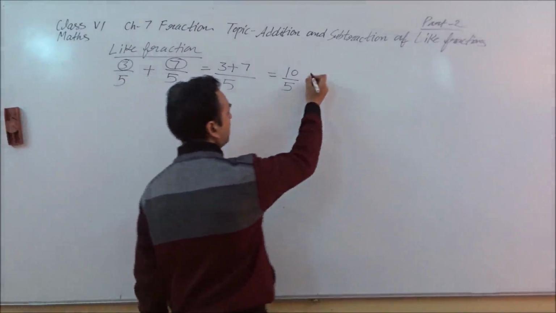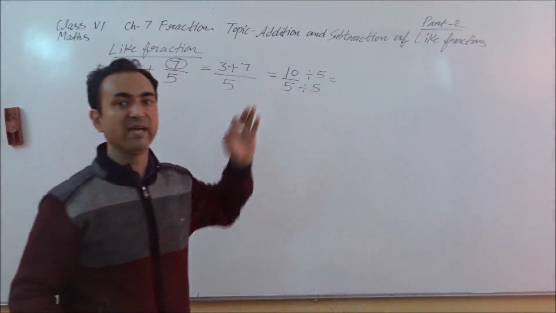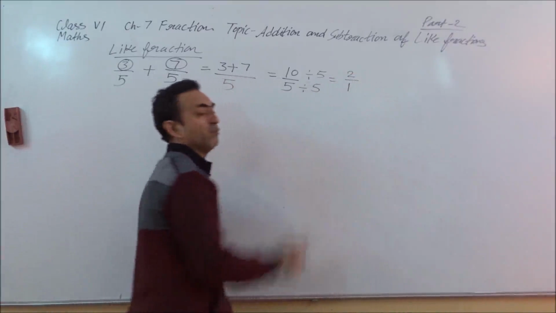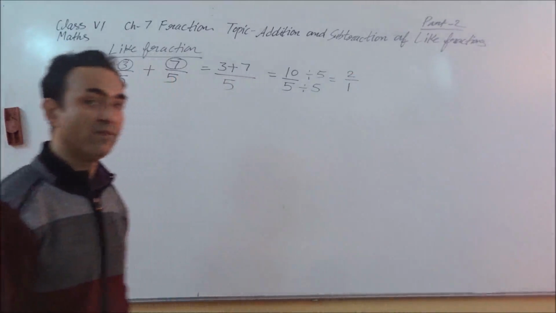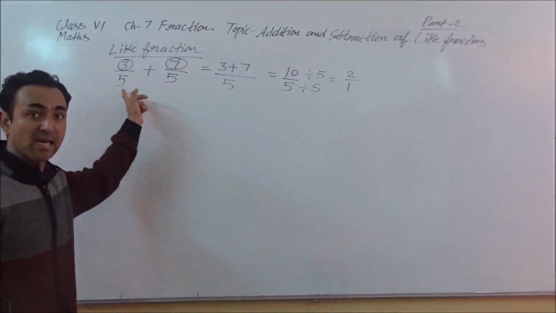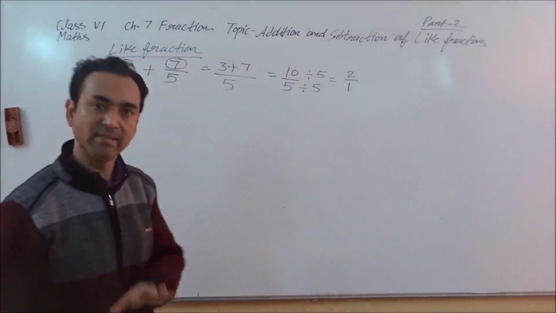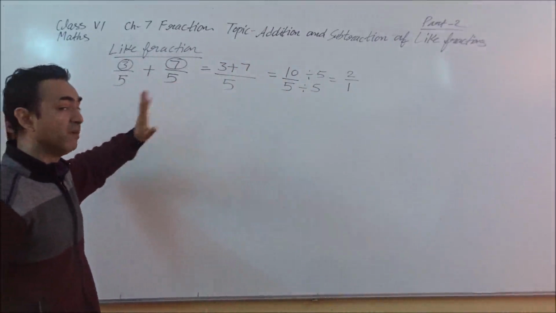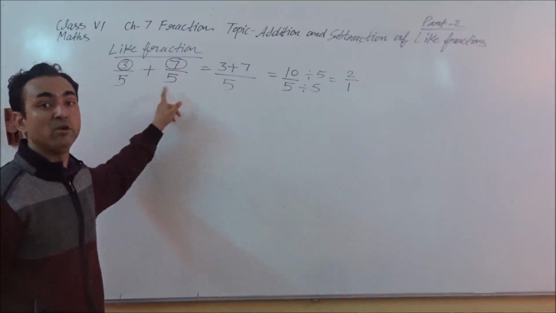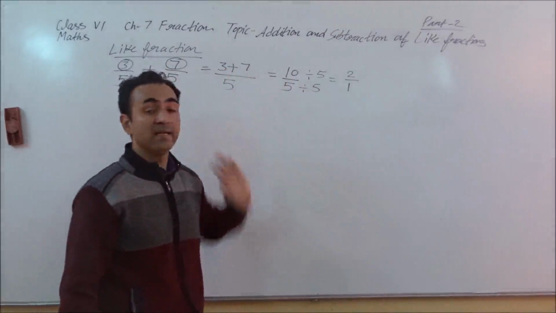So 10 upon 5 is the addition of the given two fractions. You can simplify by dividing by a common factor. I told you earlier that simplification will be required in addition and subtraction. So 5 into 10, 5 into 5. So 2 upon 1 is the answer. Clear? So what we have to remember? First we check whether the fractions are like or unlike. If the denominators are the same, then they are like, otherwise different. So like fraction addition is very simple. You have to add only the numerators and divide by the same denominator. Don't add the denominator, right? So 3 plus 7 divided by 5, you will get 10 upon 5.